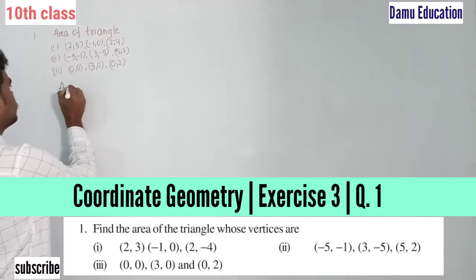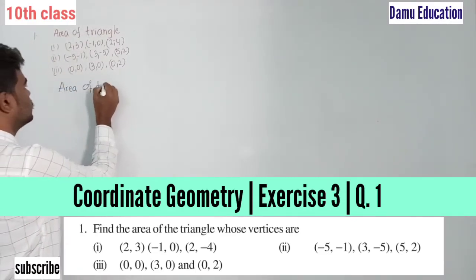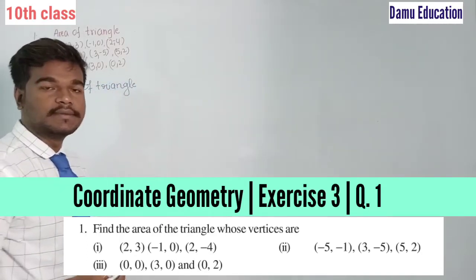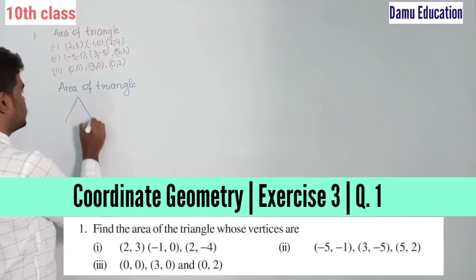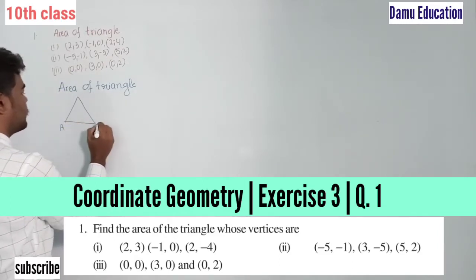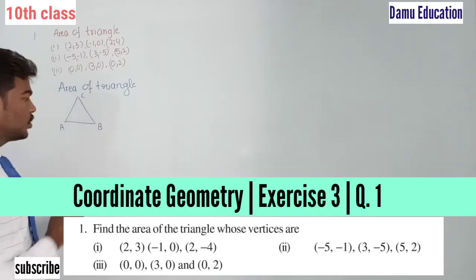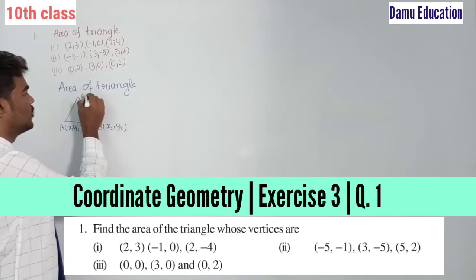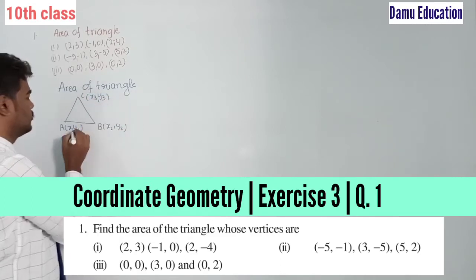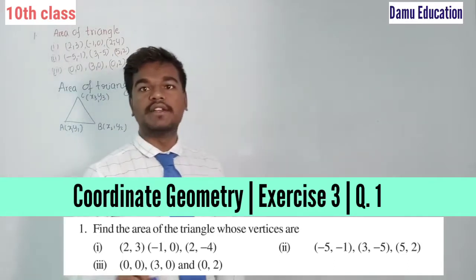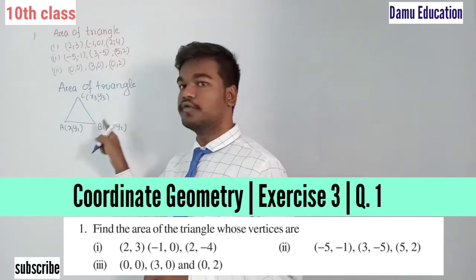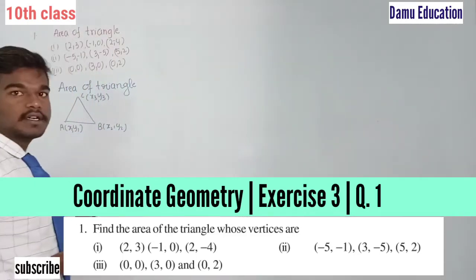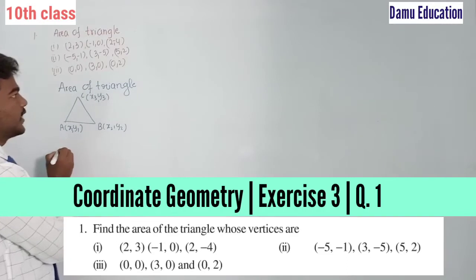So area of triangle. Let's take the triangle ABC. Here A is x1 y1, x2 y2, x3 y3. So x1, y1, x2, y2 and x3, y3. For this we have to find the area. So what is the formula for area?